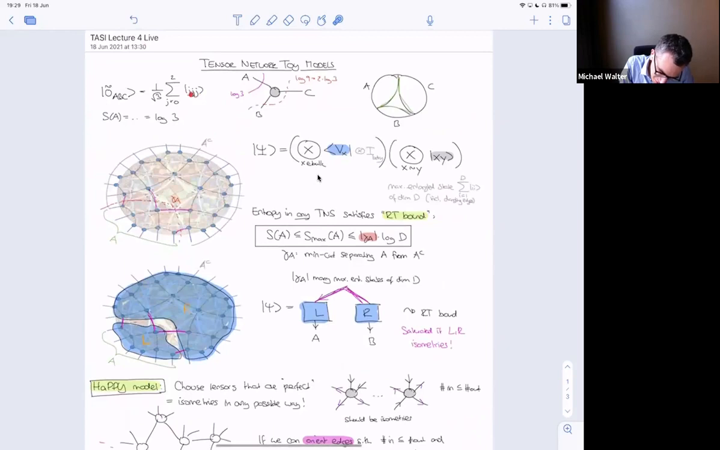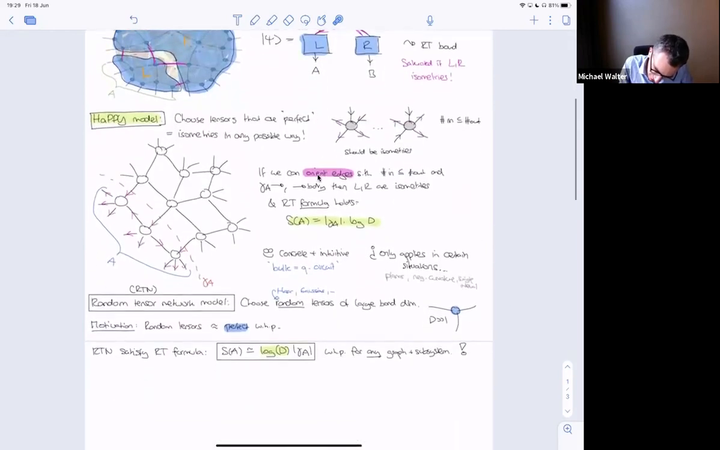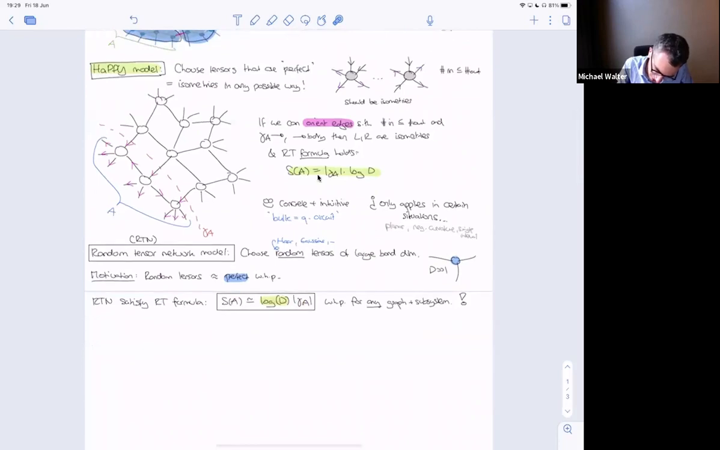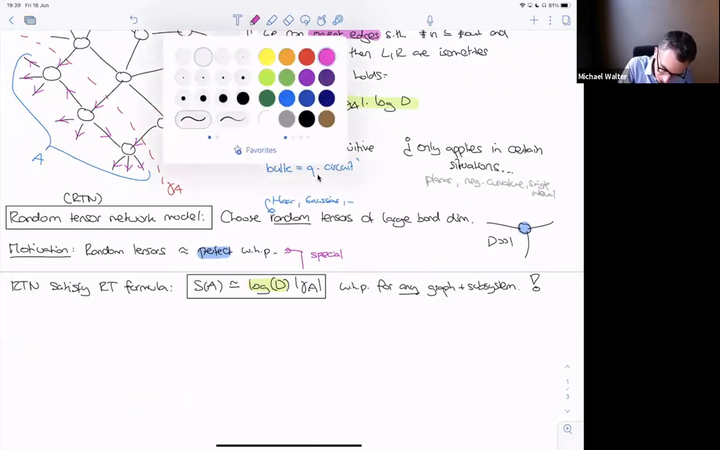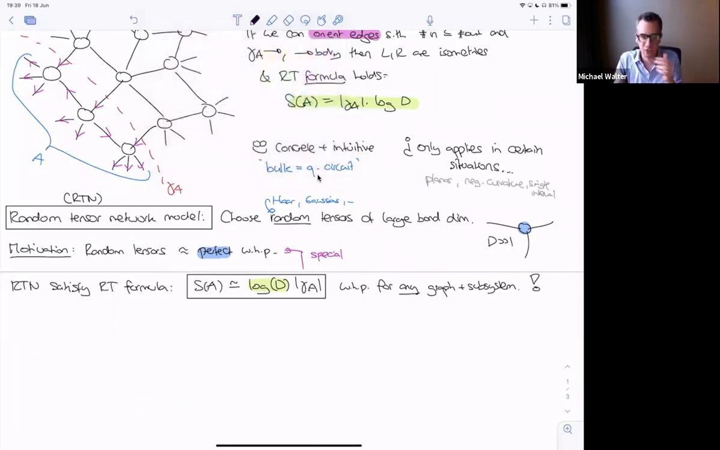Because this guy is also an isometry from one to two legs. A perfect tensor is nothing but a tensor that satisfies this discrete Ryu-Takayanagi formula, which means that the claim I made here is actually a generalization of what's written here. Okay, so maybe this was a bit quick. It's also not super important, but I just wanted to point out that the property of being perfect is just a special case of satisfying the RT formula, because by treating an operator as a quantum state, one can capture the fact that this operator is an isometry by saying the entropy of the inputs should be maximal.